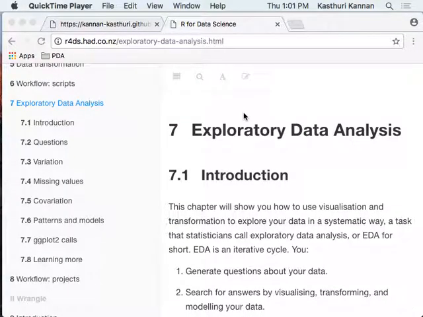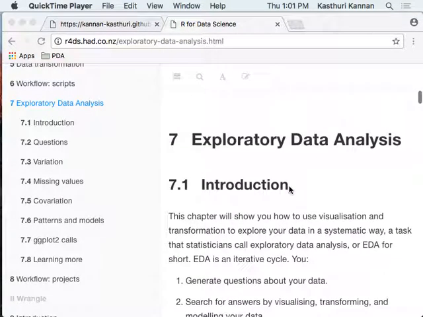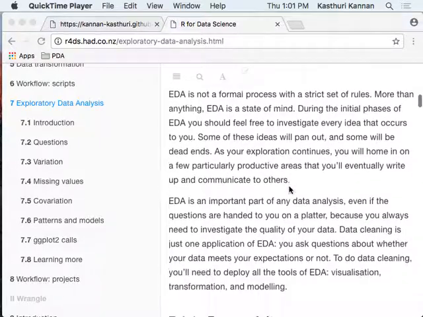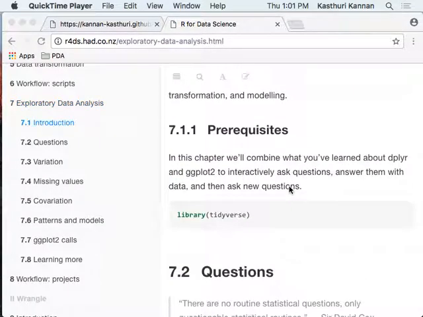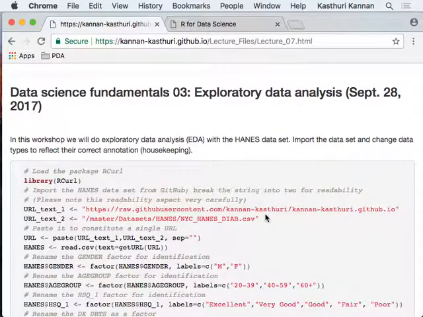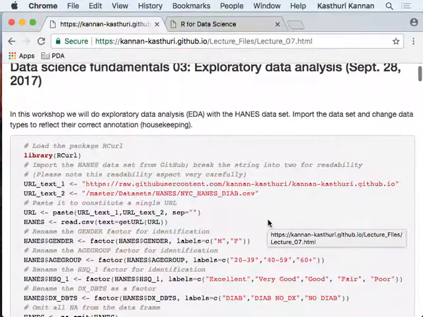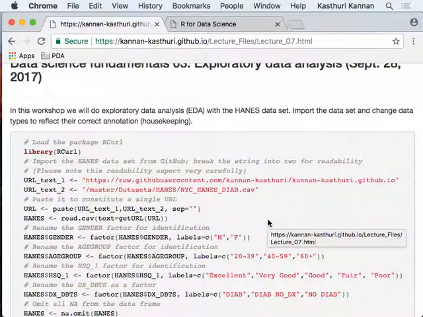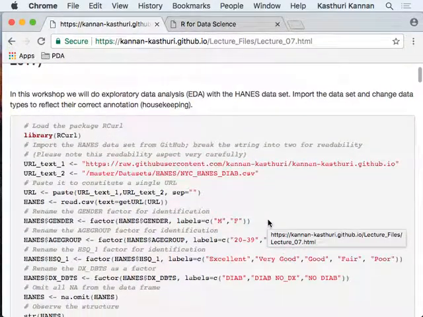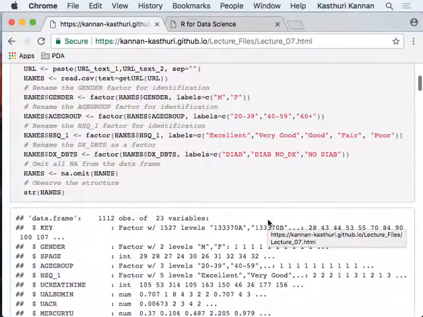Data science, and it's a very critical part of data science. Okay, so if you go into exploratory data analysis in the book, it will list the main themes behind doing exploratory data analysis. Before giving you an idea of what it is, we will go over the traditional housekeeping, importing the Haynes dataset. We will be working with the Haynes dataset today.